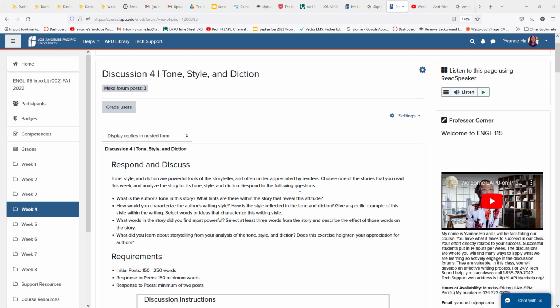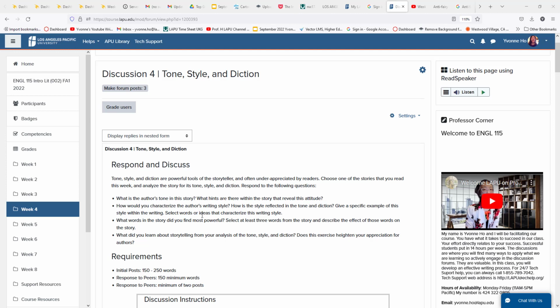Respond to the following questions. What is the author's tone in this story? What hints are there within the story that reveal this attitude? How would you characterize the story's writing style? How is the style reflected in the tone and diction? Give a specific example of this style within the writing.